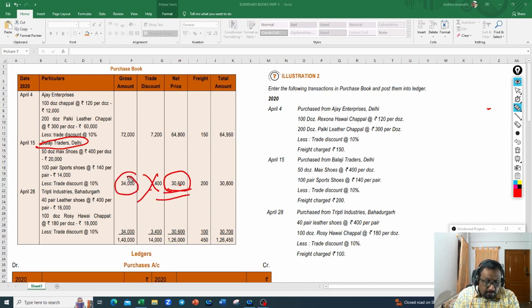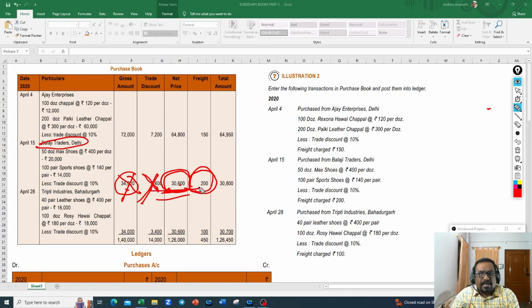30,600, we should not take this also. Why? This is inclusive of trade discount, so you should not take this. This is trade discount. You should not record it. What is that net purchase you need to take? 30,600 is the net purchases. And he also charged 200 freight charges. Clear? So 30,600 is purchases. 200 is your freight charges. These are the two things we need to record.